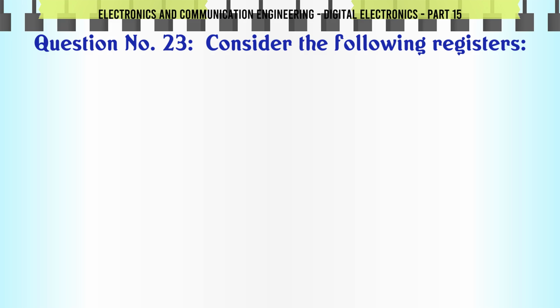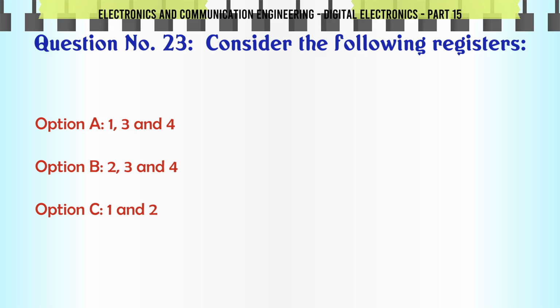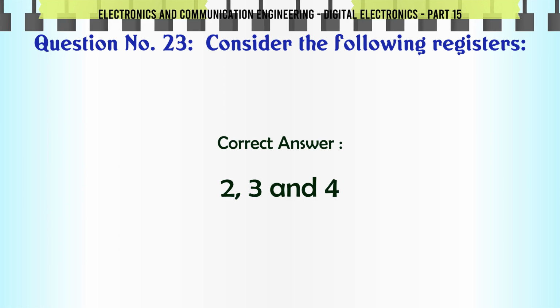Consider the following registers: 1, 3 and 4; 2, 3 and 4; 1 and 2; 1, 2 and 3. The correct answer is 2, 3 and 4.